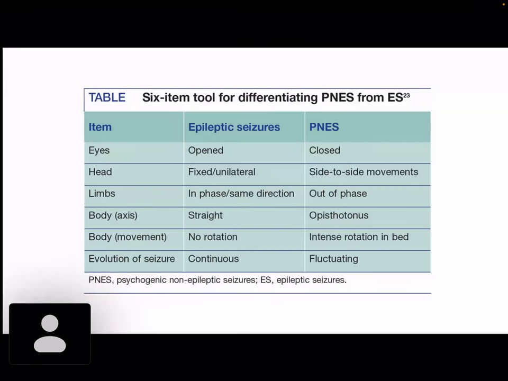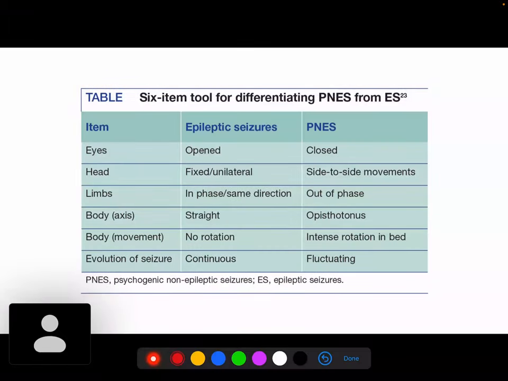So this is a six-item tool, which people in the UK, I'm sure, use more often than not, to differentiate PNES from epileptic seizures. And there are some differences, but remember, these are not 100%. These can take you to one side, but you may still have the other side. But you get a good understanding of the case when you put all these six items together.